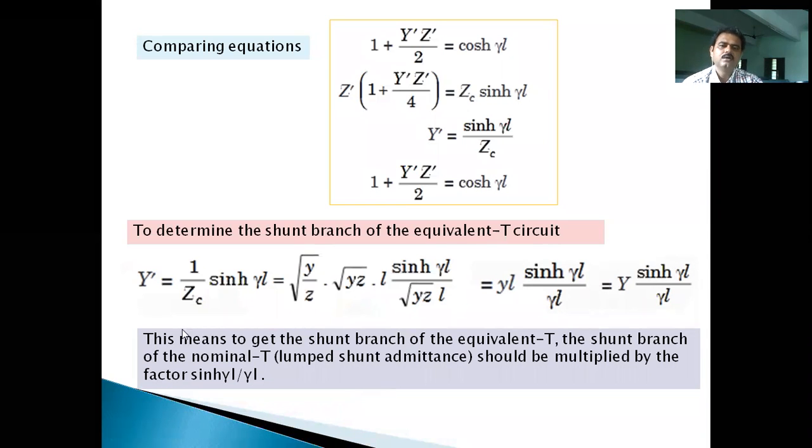Next, the same thing. To get the shunt branch parameters of the equivalent T, the shunt branch of the nominal T, that is the lumped shunt admittance, should be multiplied by a factor sinh gamma L by gamma L. If we multiply this lumped admittance with this factor, you will get the equivalent shunt branch admittance for a long transmission line.